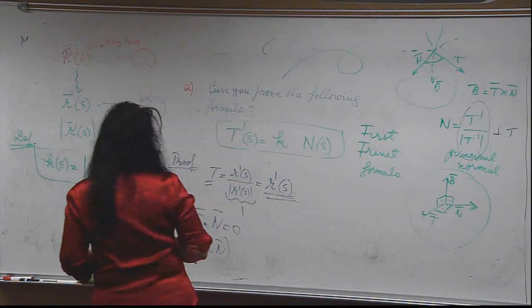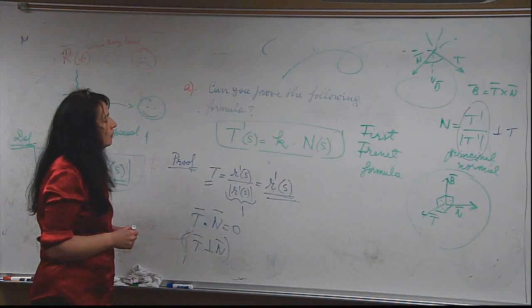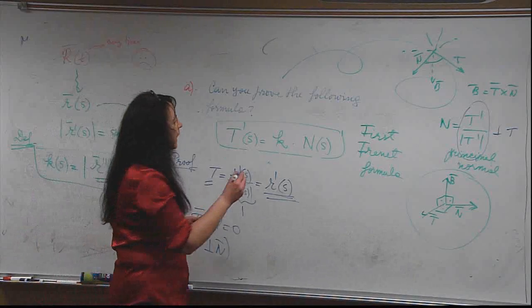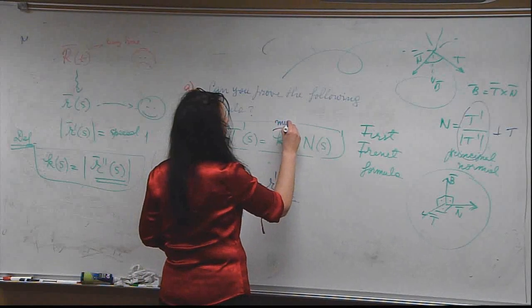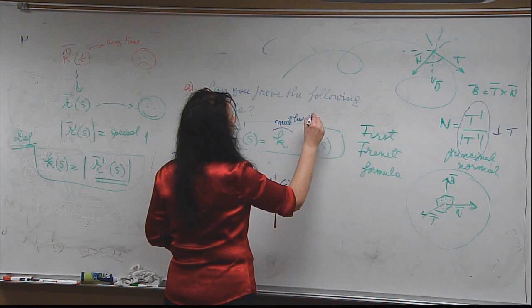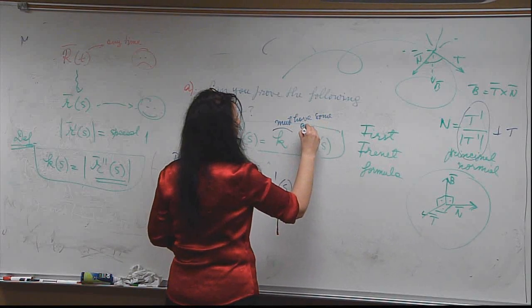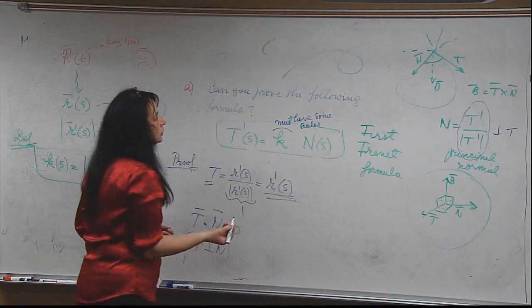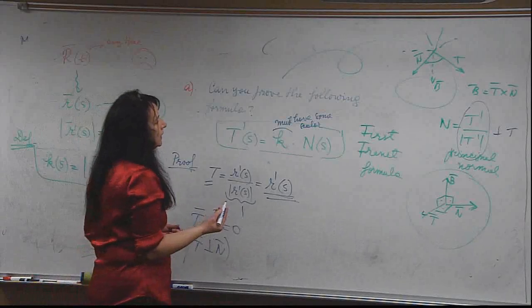All right, so I do have the direction of motion. I know that I must have some scalar here. How do I prove that this scalar is the curvature?